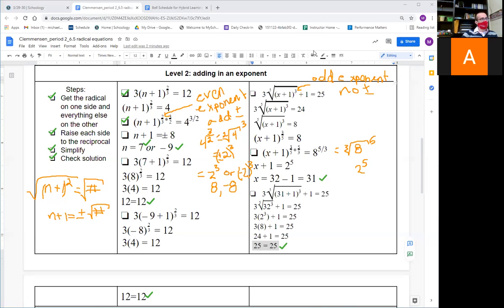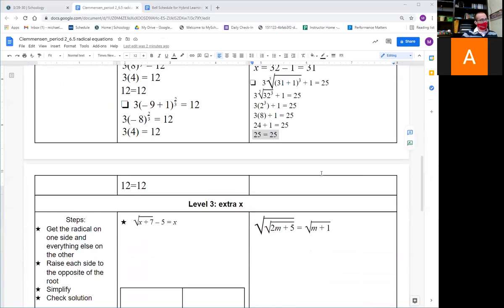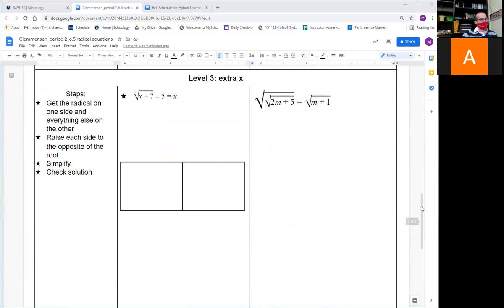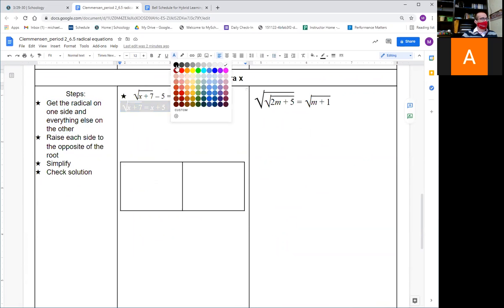All right, let's move into our last section, the level 3 problems. This one is where we had the extra x or the extra m, whatever the extra variable is. And this is actually going to make it a squared problem. Right? So first thing's the same. I need to get my radical on the other side. Once radical on one side, everything else on the other. So I need to move this 5 over. So I get this right here.